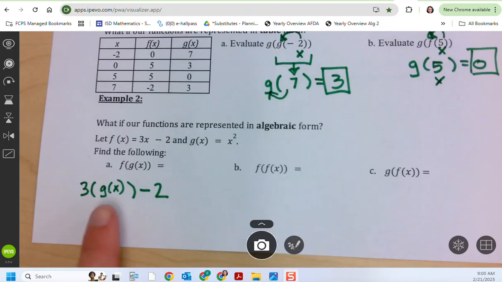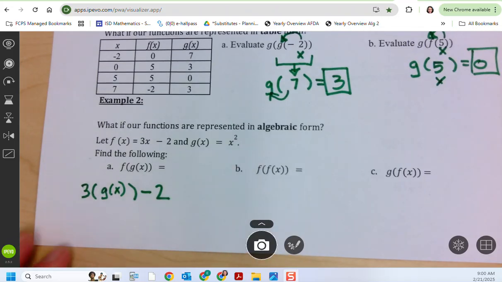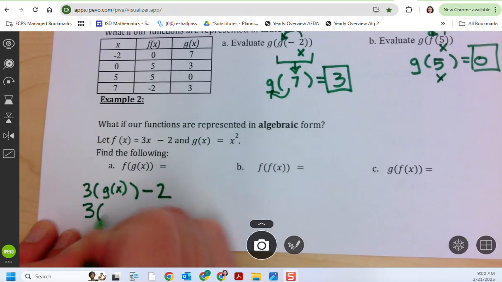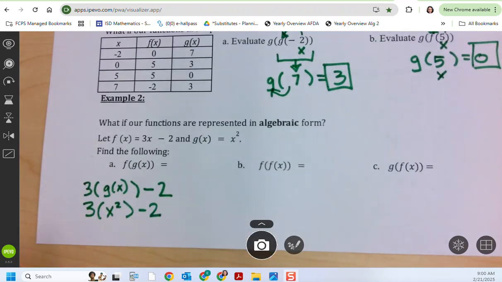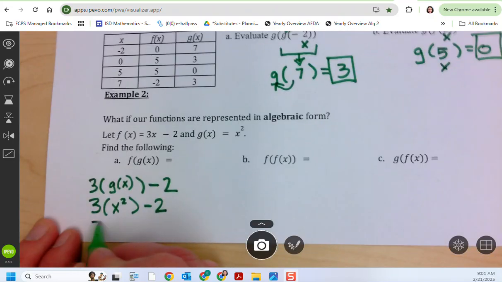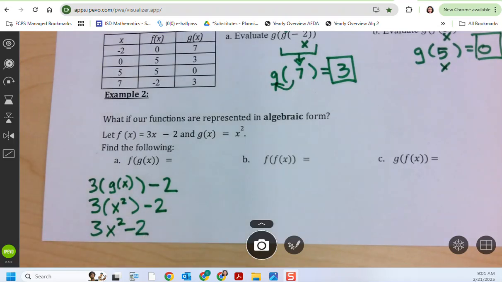All right. g of x is x squared. So we replace g of x with x squared. And that's pretty much it. You can take the parentheses off if you want, but 3x squared minus 2 is simplified. That's it. But the hard thing is the setting it up. Let's look at the next one.